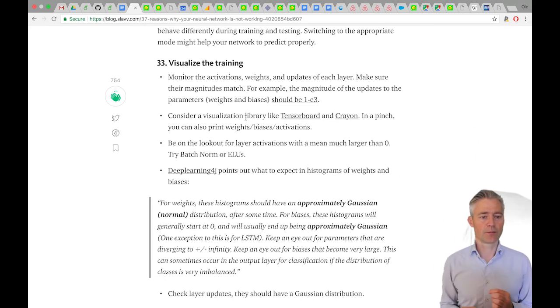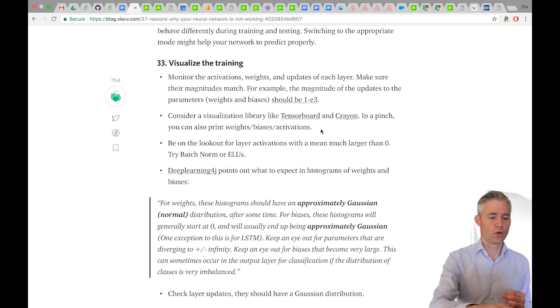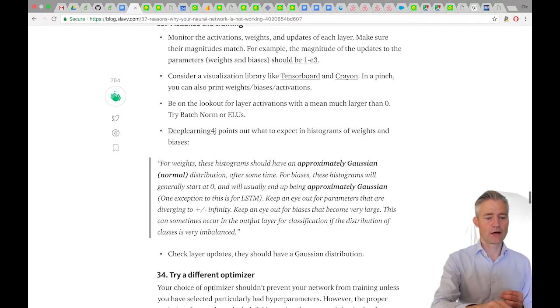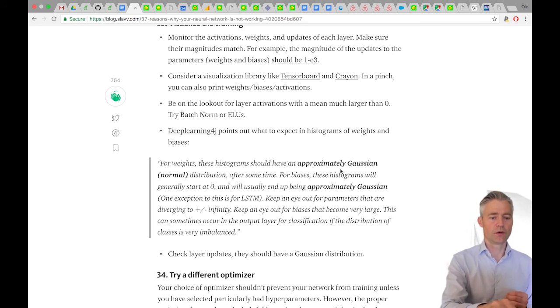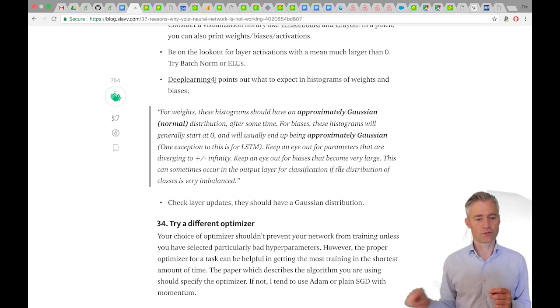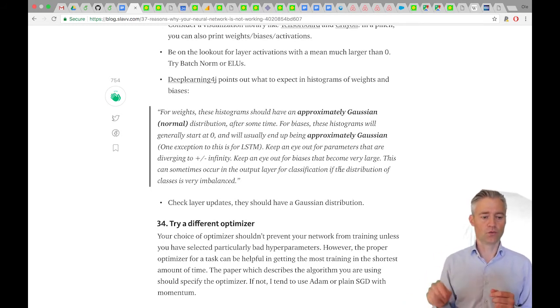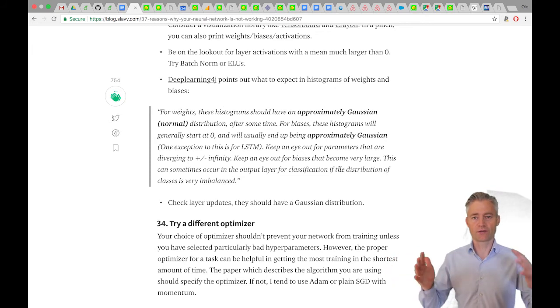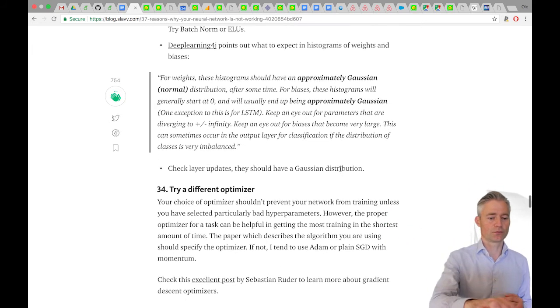Then this is something about visualizing the training along the way, and here you can see, for example, a link to TensorBoard that we have also talked about. There are also some things that we should usually see. We should see that the weights are approximately Gaussian distributed when we visualize a certain hidden unit. And if these weights blow completely out of bounds, then there's something wrong.